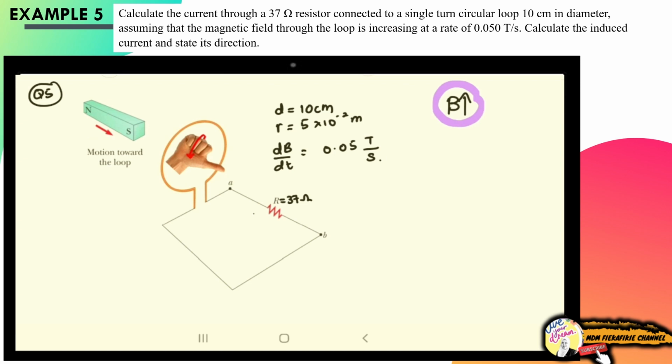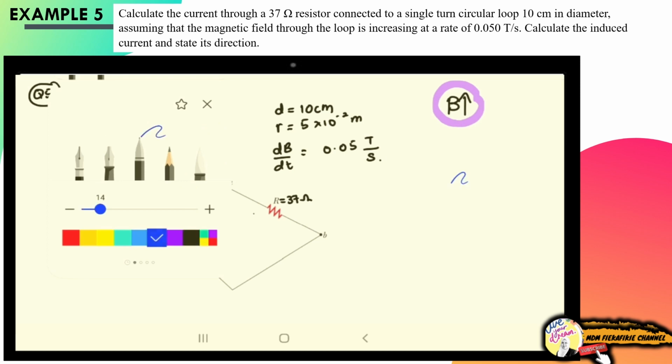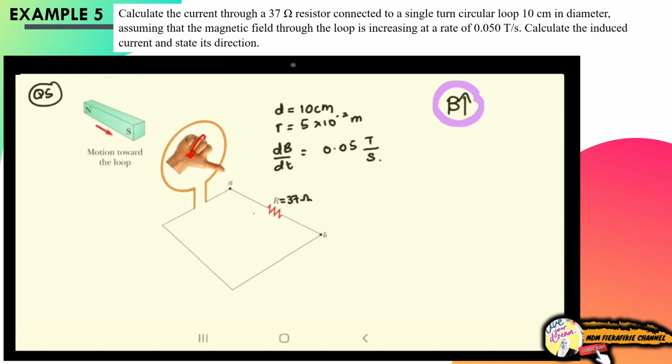But before we calculate the induced current, we need to calculate first what is the induced EMF, right? Okay, so let's start to calculate the induced EMF. The equation is equal to, remember, negative N A dB over dt, where cos theta is equal to cos 0, and cos 0 is equal to 1. Okay, so let's substitute all the values.